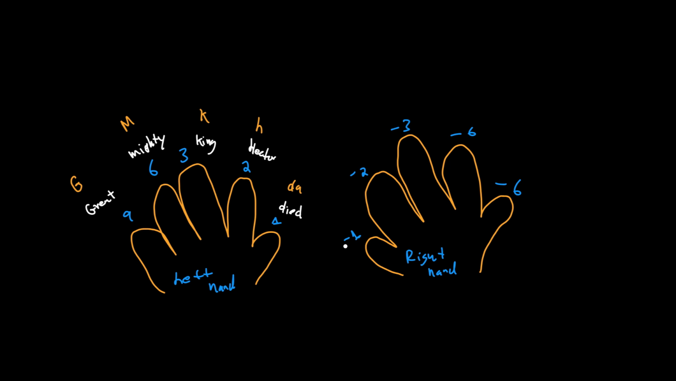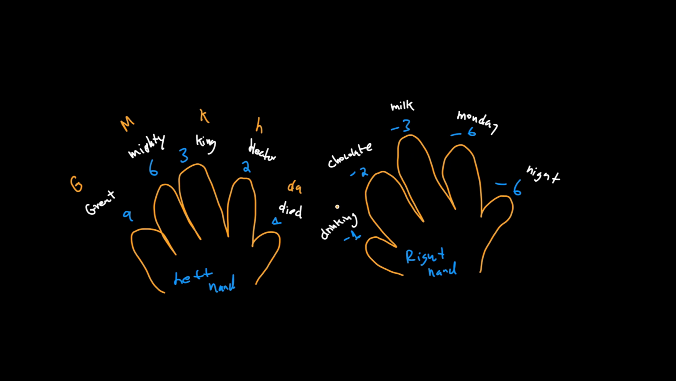Now what about the right hand? On the right hand, let's go ahead and write drinking, chocolate, milk, Monday, and night. And now it reads like this. Let's start from great: Great mighty king, Hector died drinking chocolate milk Monday night. So this is very easy to remember.